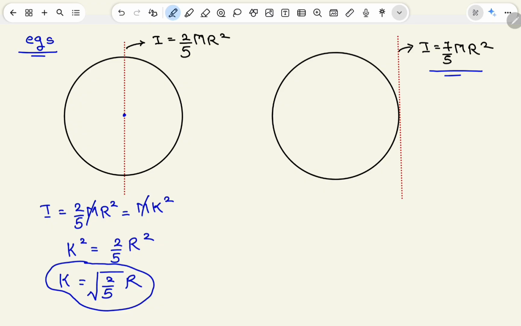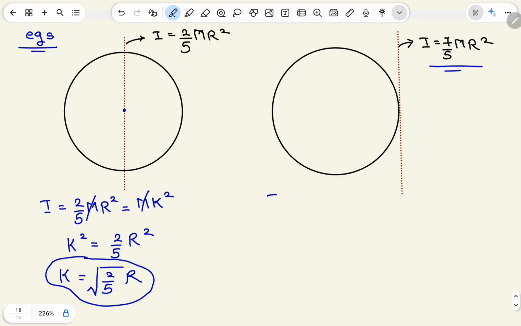Now, how did I get 2 by 5 mr square about an axis passing through the center, and how is the moment of inertia 7 by 5 mr square about the tangent to the sphere? All these topics are for another video. By the way, I've uploaded a short. You can go and check out the short where I've mentioned the moment of inertia for different bodies. But I'm not going to explain how it is 2 by 5 mr square for the axis passing through the center and 7 by 5 mr square about the tangent. That is the topic for another video. For now, just assume that these are the moment of inertias. We just have to see the calculation of radius of gyration.